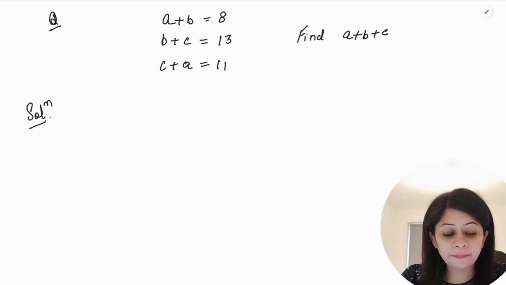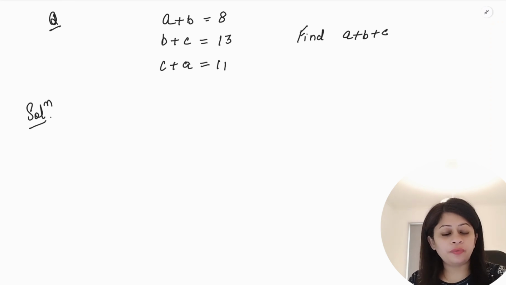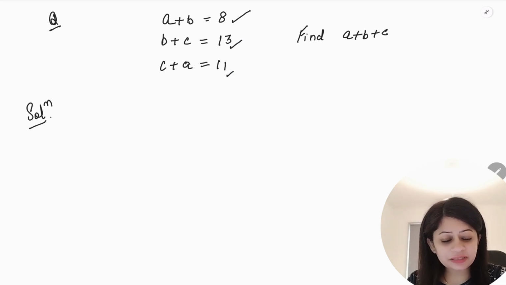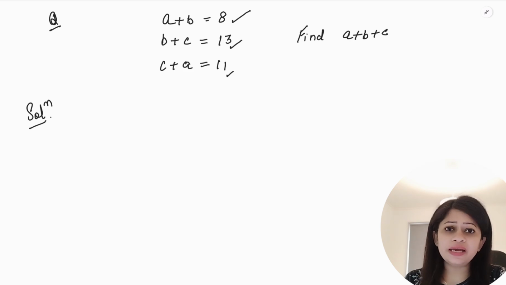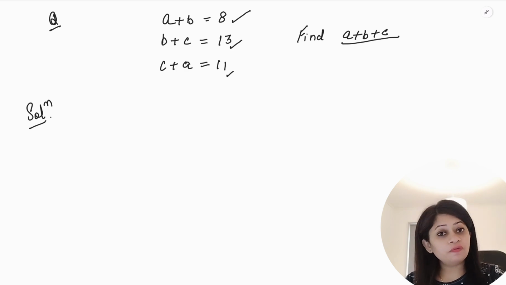I'm Upasana Taneja. So in today's video we have this question where we are given three equations. We are given that a plus b is equal to 8, b plus c is equal to 13, and c plus a is equal to 11. And now look at it. We do not need to find a, b and c separately. We just need to find the value of what? A plus b plus c, right? Okay. So how do we proceed?